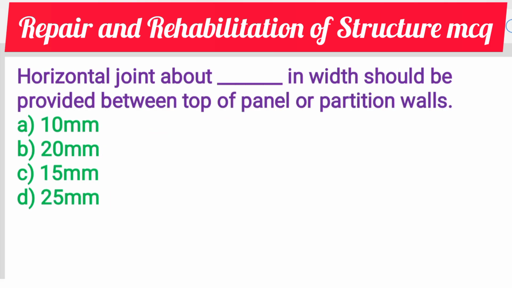Next question. Horizontal joints about dash in width should be provided between the top of the panel or partition walls. Option A 10 mm, option B 20 mm, option C 15 mm, option D 25 mm. So the correct answer is option A, 10 mm.